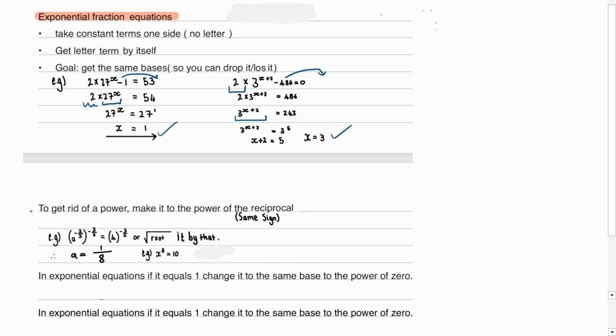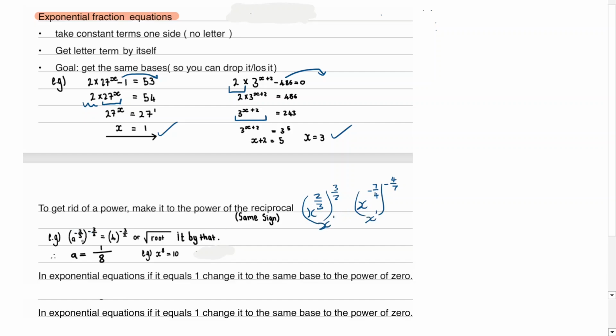The second trick for today is to get rid of a power. You just make a power to its reciprocal, which means flipping the fraction around. If it was 2 over 3, you'd suddenly make it to the power of 3 over 2. But you keep the same sign. If it was to the minus 7 over 4, you'd now make it to the minus 4 over 7. Reason being so that everything can cancel out and you'll always be left with a positive x to the 1.